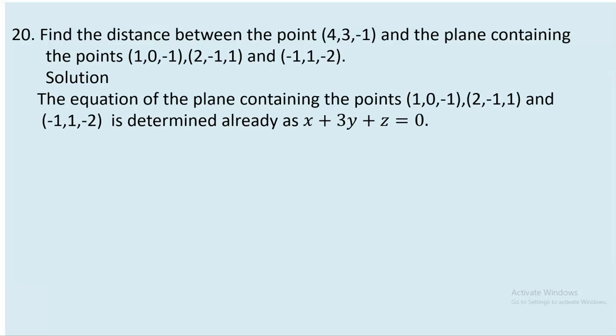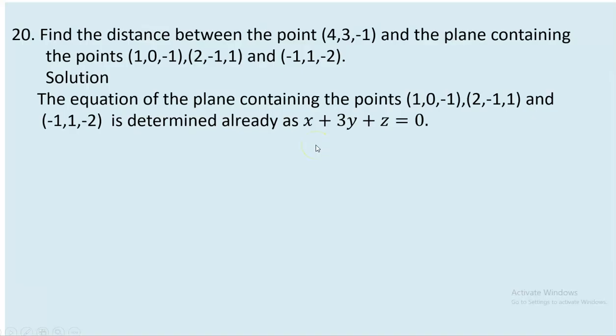So what do you think is a normal vector here? The normal vector to this plane is a vector with components as the coefficients of x, y, z, and it's a vector with components 1, 3, and 1, right? Because the coefficient of x is 1, the coefficient of y is 3, and the coefficient of z is 1. So the normal vector to this plane is a vector with components (1, 3, 1).